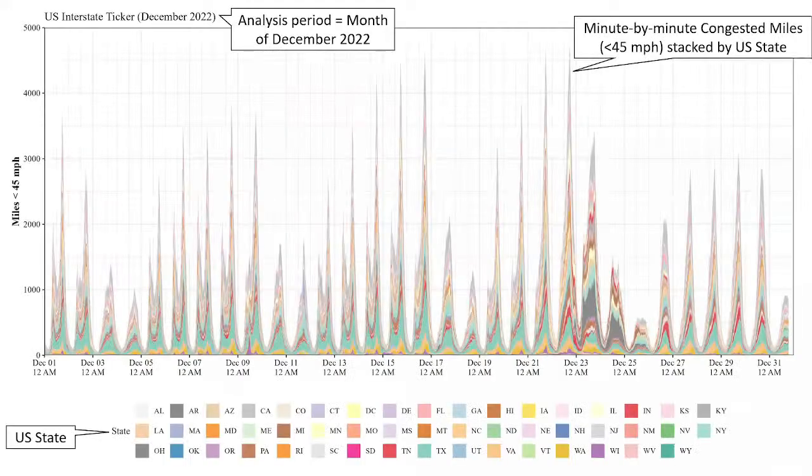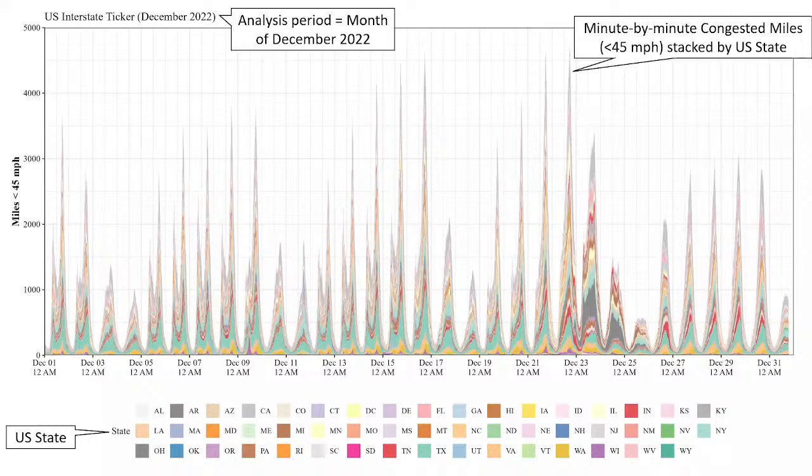This is the highest level of aggregation we've done, which is at the US level, the entire interstate system for all 50 states and DC. If you want to see how congestion looked for the month, this is what December 1 to December 31 looked like. So there are easily discernible patterns of recurring congestion on the weekdays, and on weekends you can easily see Saturday and Sunday show the dips, as you would expect.